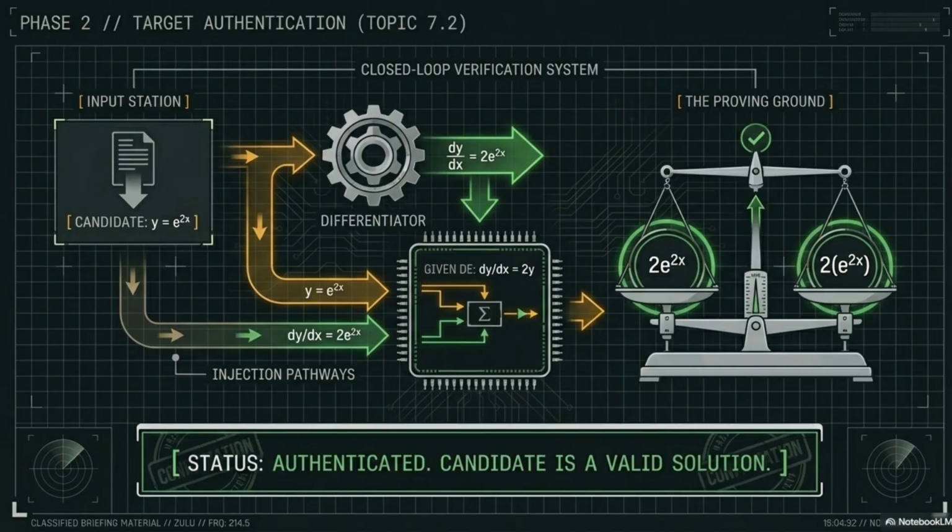Moving to Phase 2, Target Authentication for Topic 7.2. To verify a candidate solution, we use a closed-loop verification system. First, run the candidate through a differentiator. Then, inject both the candidate function and its newly calculated derivative back into the given differential equation. If the proving ground balances, if the left side exactly equals the right, the candidate is authenticated as a valid solution.